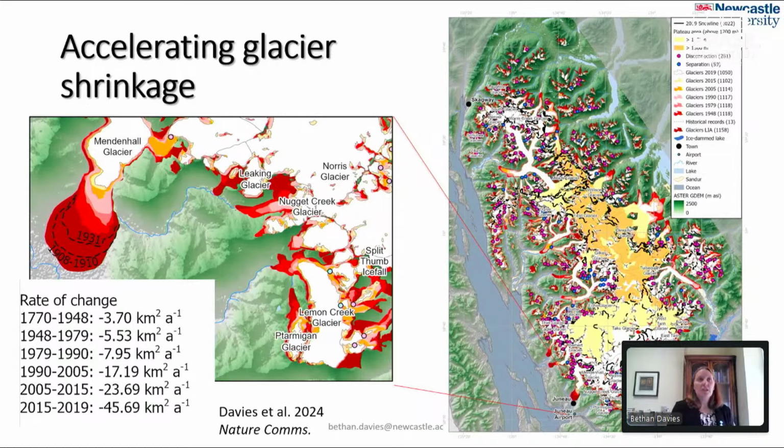So just after that neoglaciation, it receded about 3.7 square kilometers per annum. But by 2005, the ice field had lost 23 square kilometers per annum. So every year losing 23 square kilometers of ice across the whole of the ice field. And by 2015, that had increased to 45 square kilometers per annum. So we can see this long-term acceleration in mass loss across the whole of the ice field.